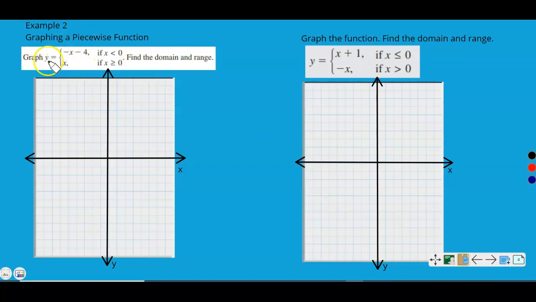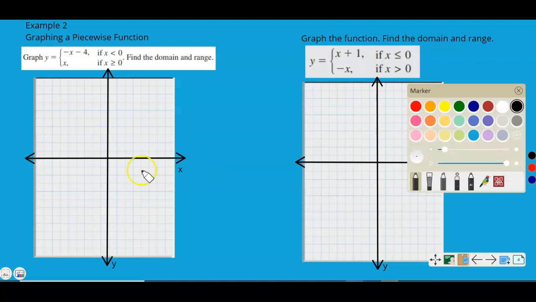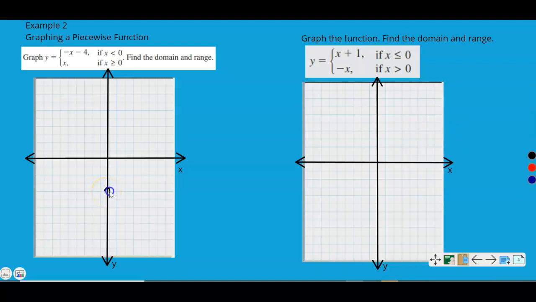All right, so let's start with y equals negative x minus 4. So it says if x is less than 0, not including 0. So we know that this would be our y-intercept, negative 4. So negative 4 is down 4, 1, 2, 3, 4. But according to the domain, this point is not included. So we're going to put an open circle here to show that it starts there, but it's not included.